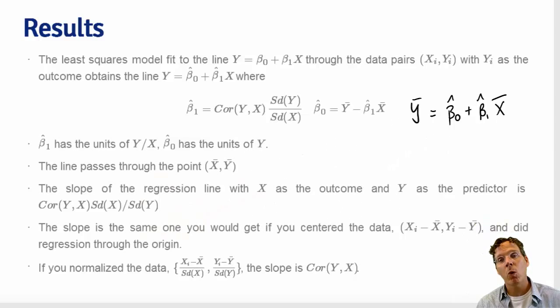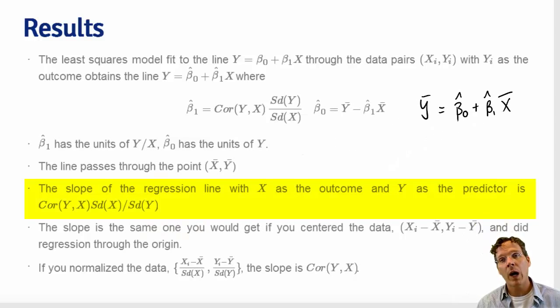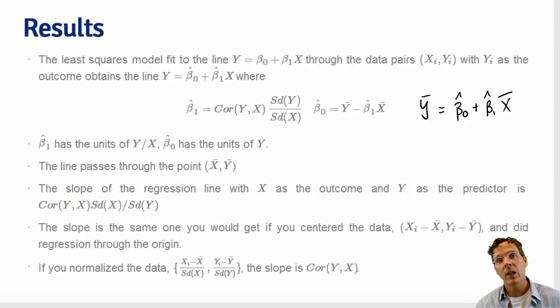If we reverse the roles of y and x and treat x as the outcome and y as the predictor, then the slope of this line is the correlation times the standard deviation of x divided by the standard deviation of y. So you get a different answer, of course, when you fit x as the outcome and y as the predictor than if you fit y as the outcome and x as the predictor.